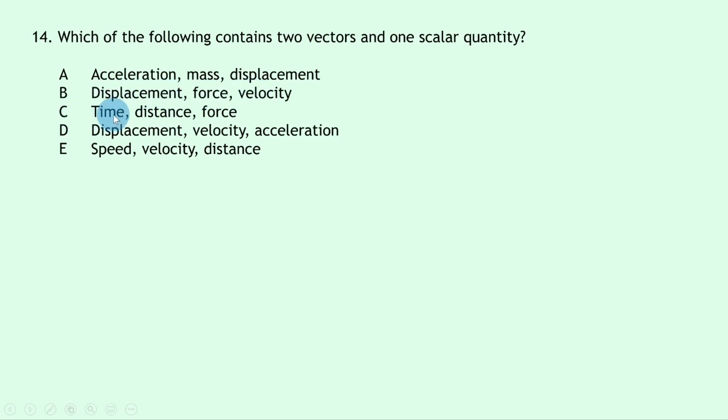For C, we've got time, that is a scalar, distance is also a scalar, and force is a vector. So we have 1 vector there and 2 scalars, so that's not the answer. For D, we have displacement, velocity, and acceleration, which again, they are all vectors. And for E, speed, velocity, and distance, well, speed and distance are scalars, and velocity is a vector. So this means our answer has got to be A.